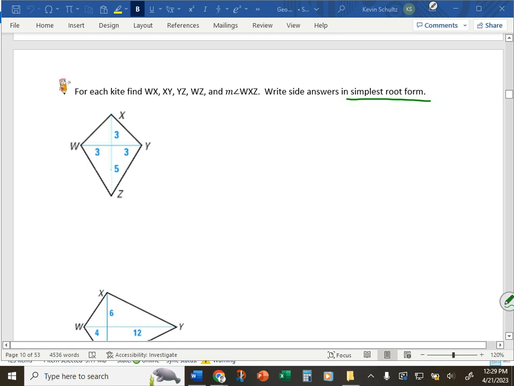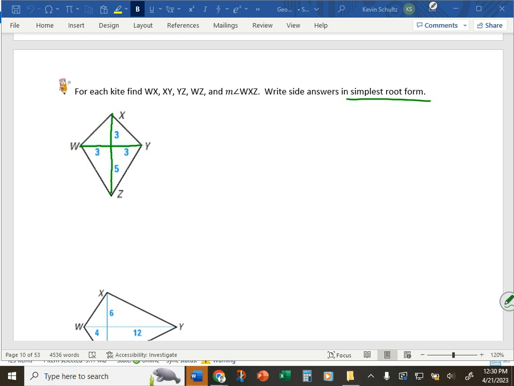So let's just do the first one together here. I don't know how well these diagonals copied off in your binders. Sometimes they're better than others. Okay, so you might want to draw them in. But every kite has the diagonals. Okay, there's a kite right there. That's a good kite. That's a very good kite.